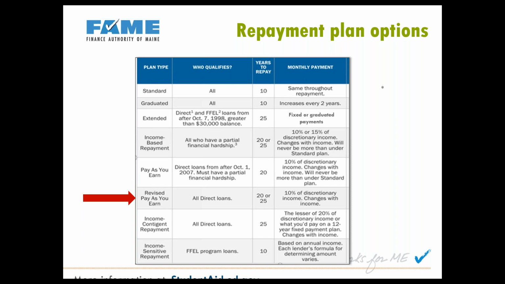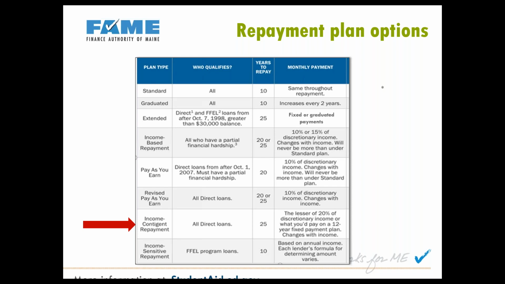Then there's the revised pay-as-you-earn. You guessed it. This is a tweak to pay-as-you-earn. This really opened up eligibility for income-driven plan for about 5 million more borrowers that didn't qualify before. This plan is open to any direct loan borrower, regardless of when you borrowed. It allows you up to 20 to 25 years to repay the loan, and the loan payment would be about 10% of the borrower's discretionary income.